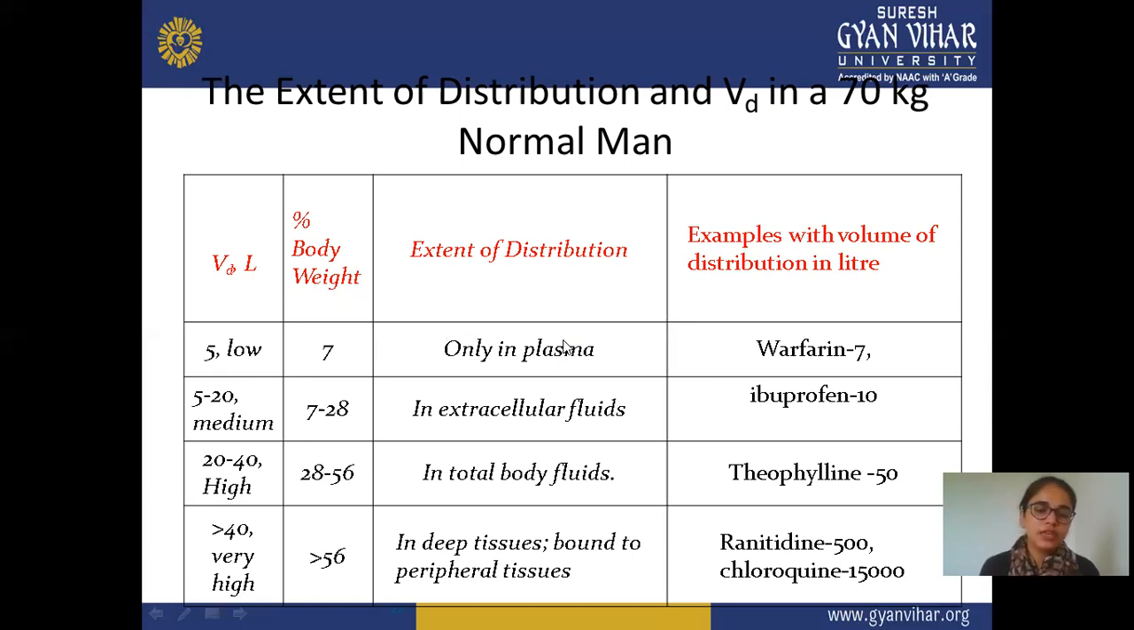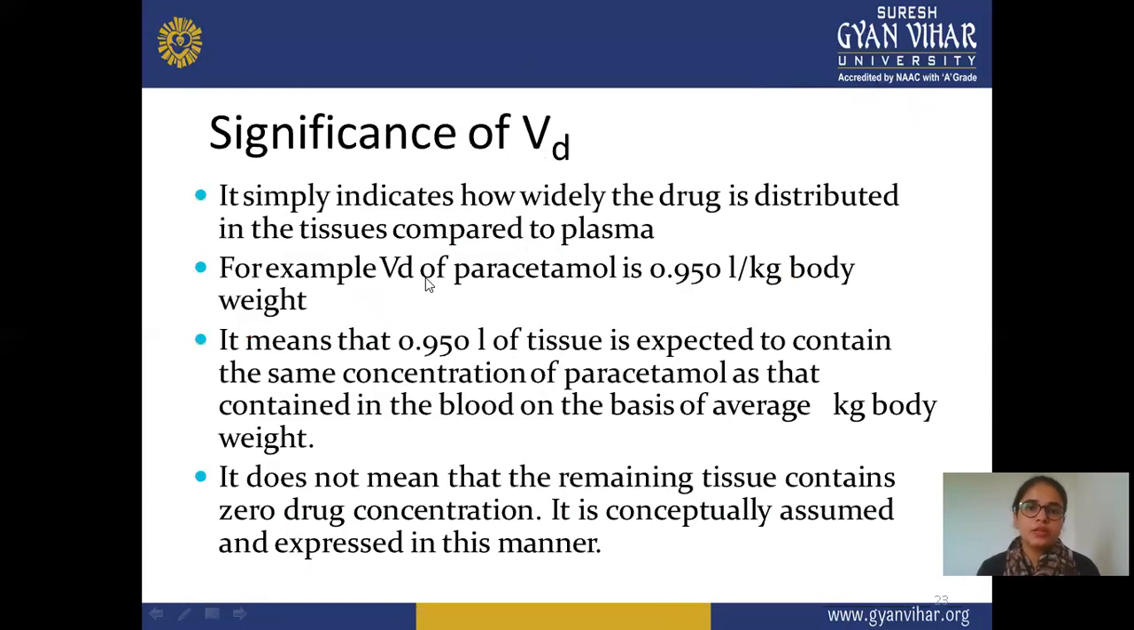After this, there is a very high category, more than 40 liters. In this, body weight is 56 or more, and extent of distribution is in tissue-bound peripheral tissue. An example of a drug is ranitidine, with a volume of 500 liters, and for chloroquine the volume is 15,000 liters. So this is the volume of distribution for a normal man with 70 kg weight.